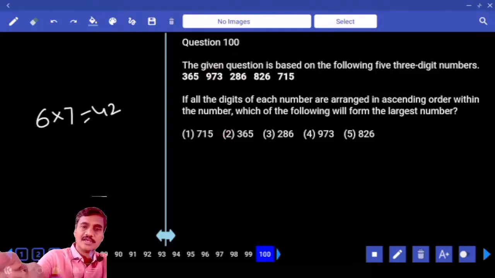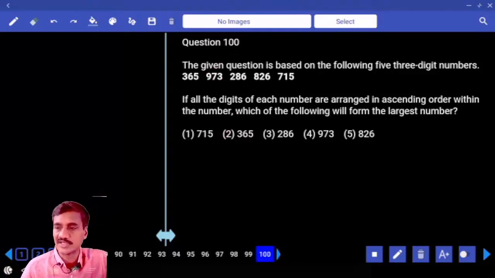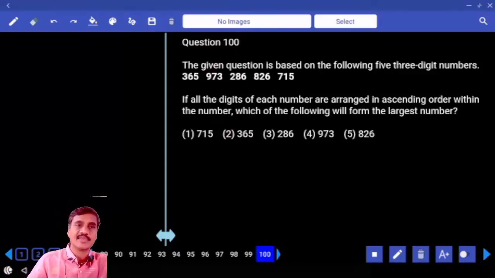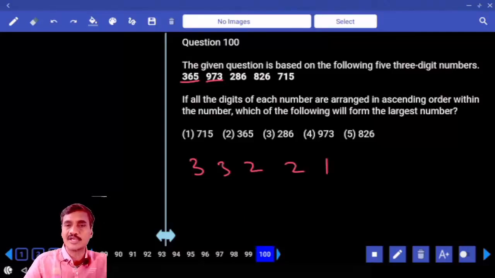And 100. If all the digits of each of the numbers are arranged in ascending order within the number, ascending order means lowest to highest, which of the following will form the largest number? Now the digits are arranged in ascending order. Hence, which digit comes at the first place? The lowest digit in that number comes at the first place. Right? Here we have 365, lowest 3, here 3, here 2, 2 and 1. Among these, we need to find which is the highest.